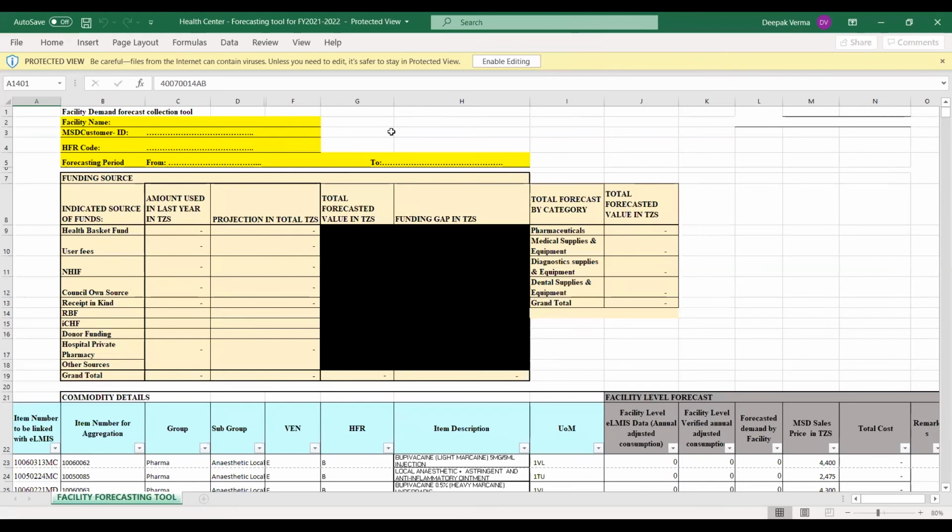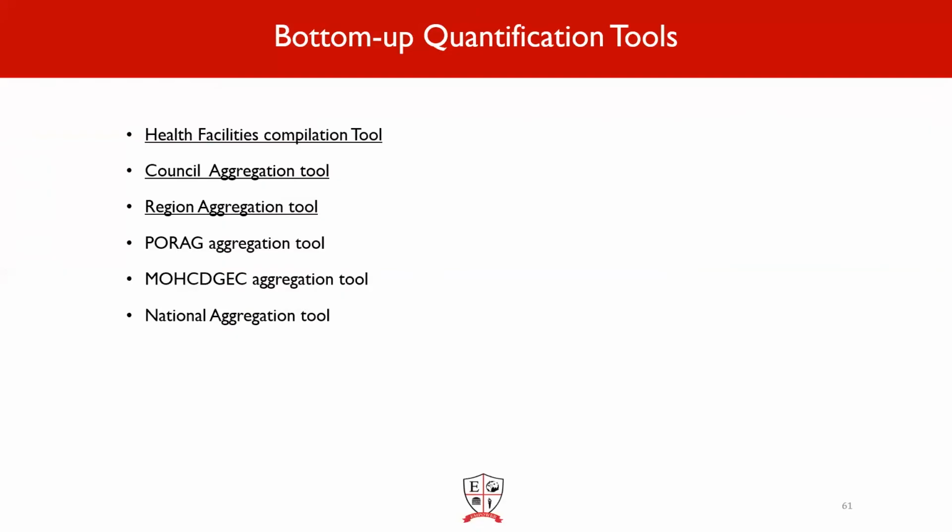I was talking about the category of tools which we have for bottom-up quantification. We have a dispensary forecasting tool, which has just a few health commodities according to their level. Then we have health center tools, then the hospital, council hospital, referral, and the special hospitals. They have only one tool. And after that, we have a council aggregation tool and the regional aggregation tool, QRAG, and the Ministry of Health aggregation tool, and last is the national quantification aggregation tool. That's all.